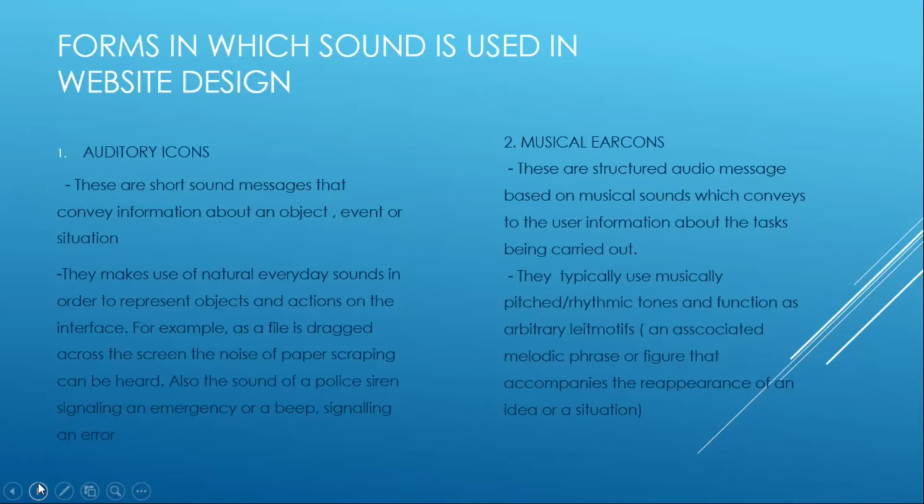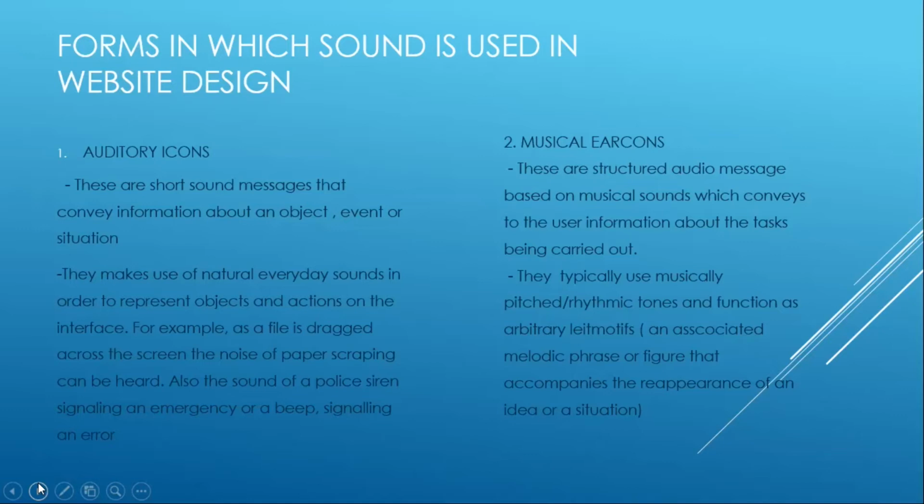the user experience. Next, musicons, which are structured audio messages based on musical sounds that convey to the user information about the task being carried out. They are used musically with rhythmic tones and functions such as arbitrary leitmotifs, which are an associated melodic phrase that accompanies the appearance of an idea or situation, therefore increasing the user experience.